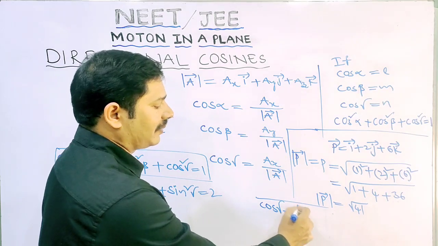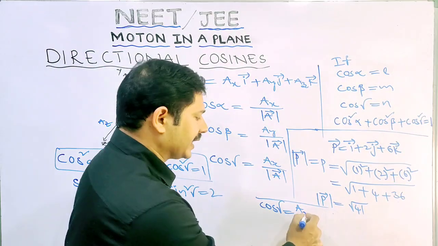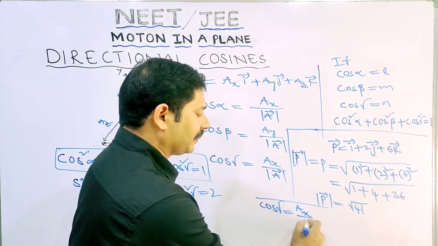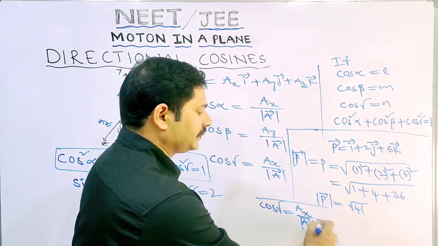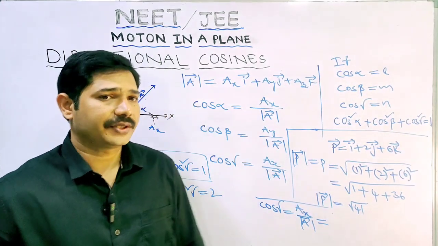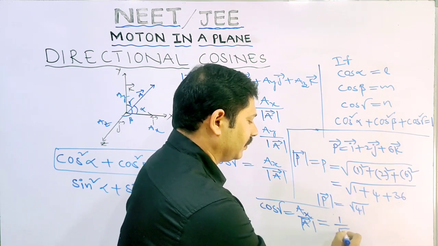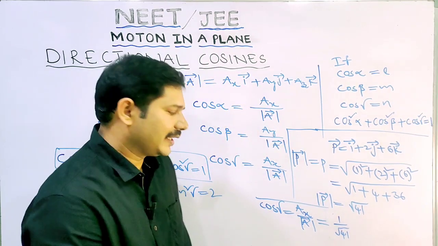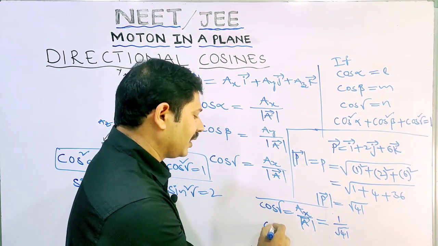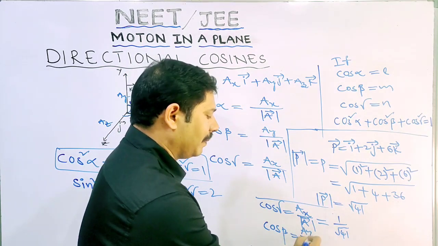Now you find the directional cosines, cos alpha, cos beta, cos gamma. The cos alpha formula we just discussed is ax by mod of a bar. That means ax, the i component magnitude, is 1, so 1 by root 41. Like that only, cos beta equals what? ay by mod of a bar.